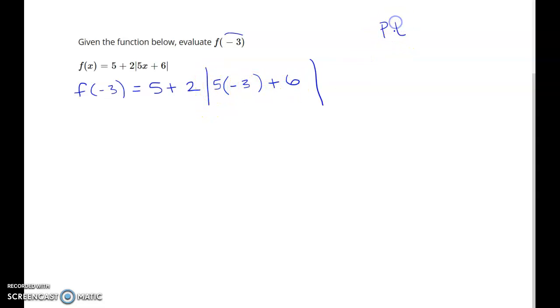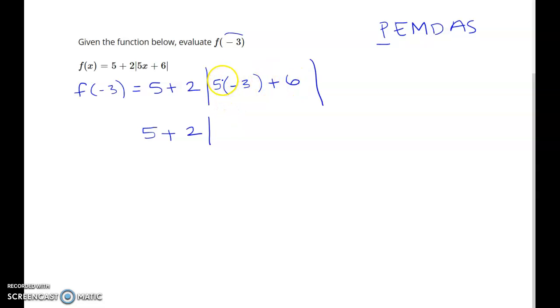Now at this point we're going to do order of operations, so PEMDAS. First, inside parentheses. Now absolute values are kind of like parentheses, so you definitely want to simplify inside the absolute values first. So we still have 5 plus 2, which we cannot combine because the 2 is multiplied by the absolute value, so we have to just leave those.